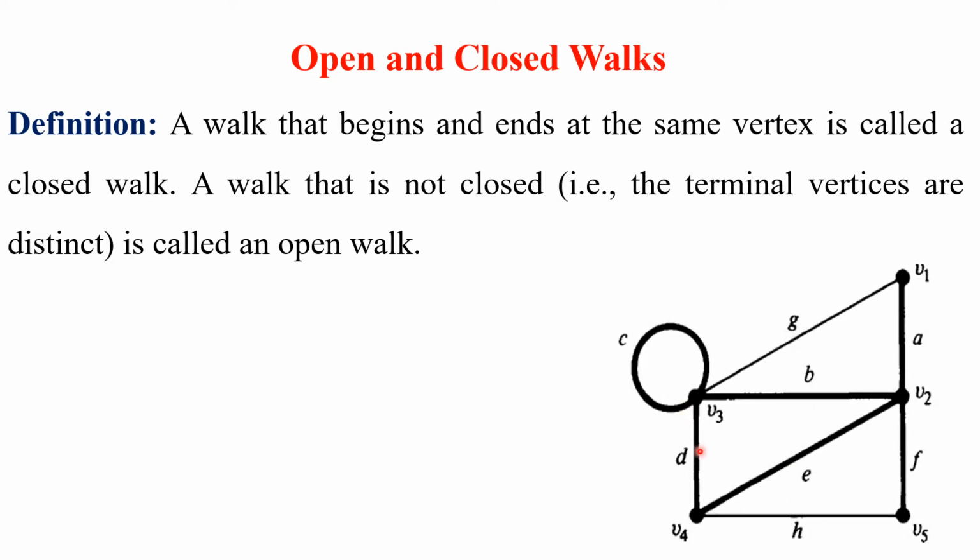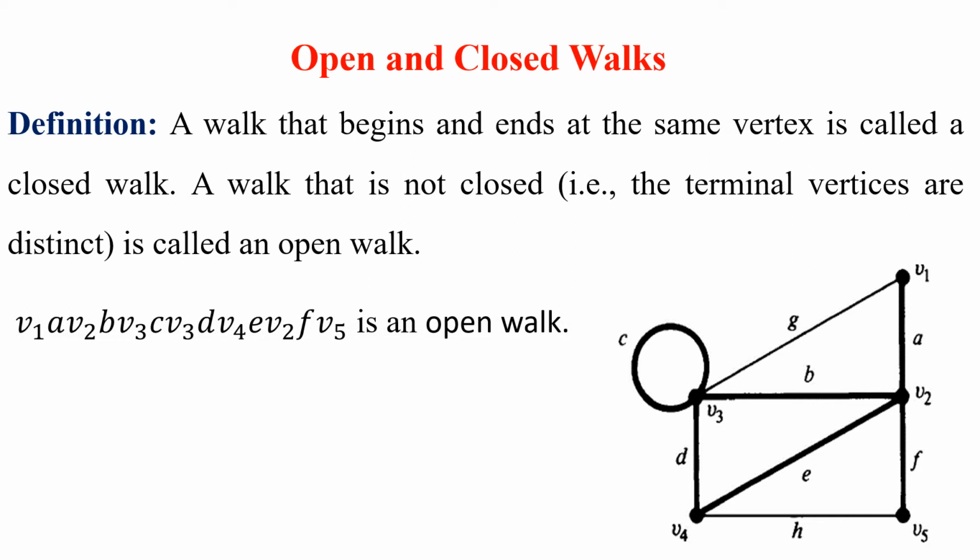Here is a graph with 5 vertices, V1, V2, V3, V4, V5. C is a self-loop and the remaining edges are A, B, D, E, F, G, H. Now we construct an open walk. Start from the vertex V1, then A is the edge, it goes to V2, then B is the edge which goes to V3.